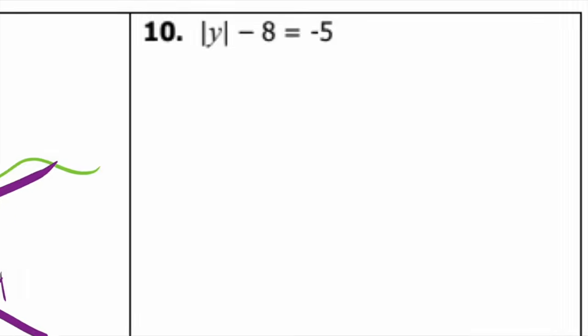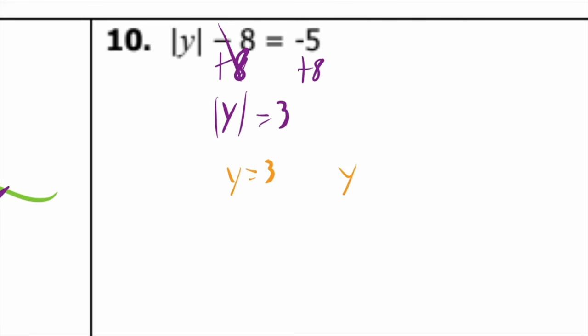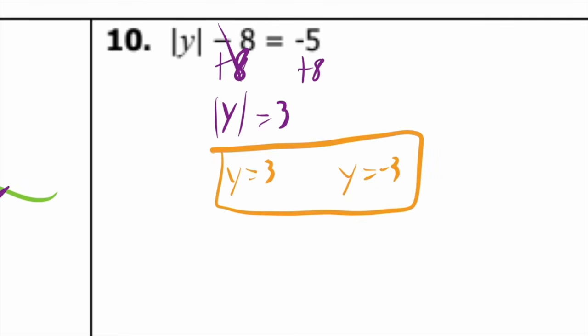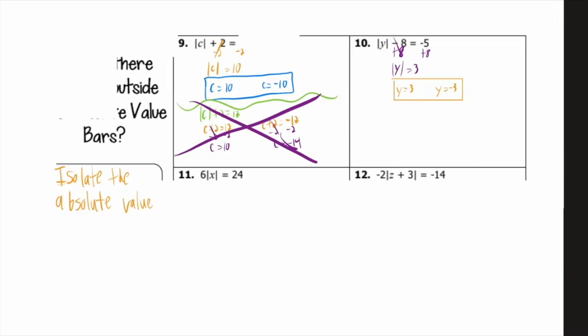And so number 10 here, to isolate the absolute value, we have to undo the subtraction by adding 8. And I end up getting the absolute value of y equals 3. And now I have y equals 3 and y equals negative 3 as I make my two equations. And these equations are already solved for y, so I'm done. Moving on to number 11 here.